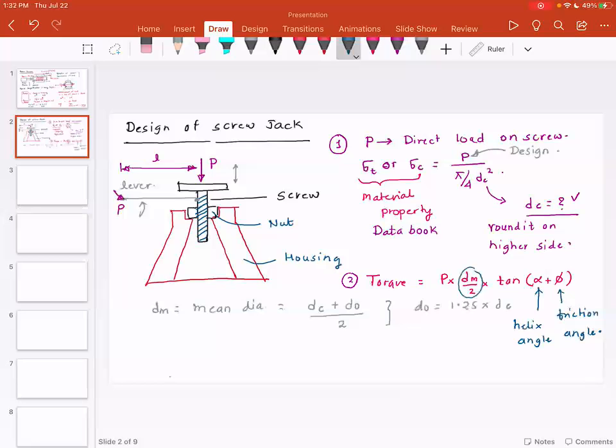Say my helix angle is this, alpha, and my friction angle is here. Since my alpha is greater than phi, the screw will not be self-locking. Not a self-locking screw.